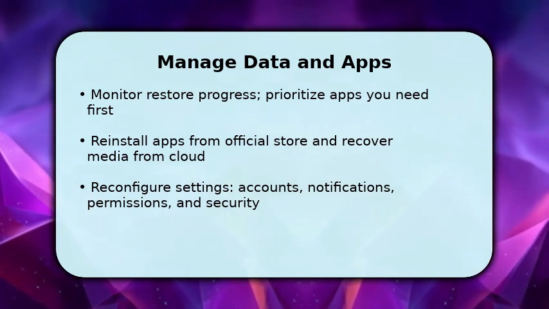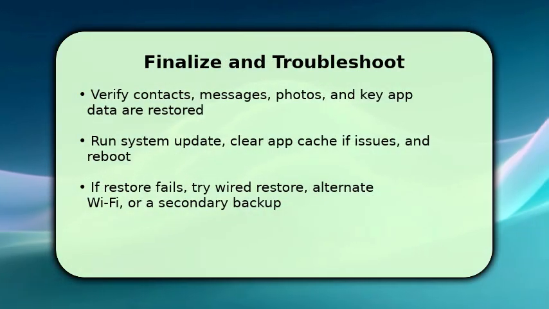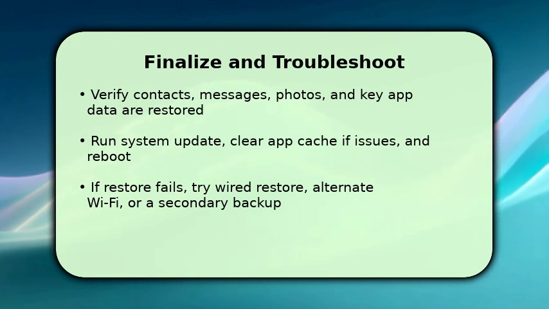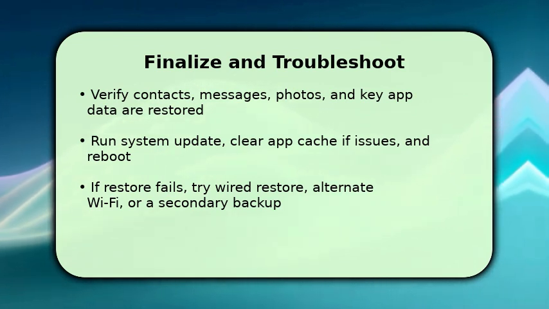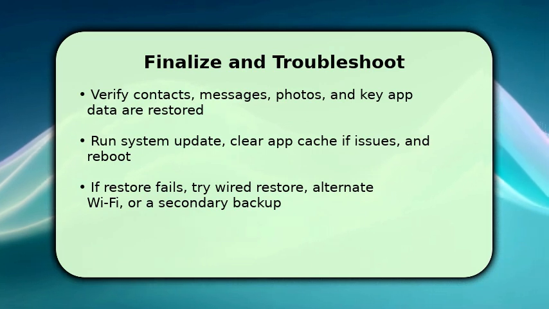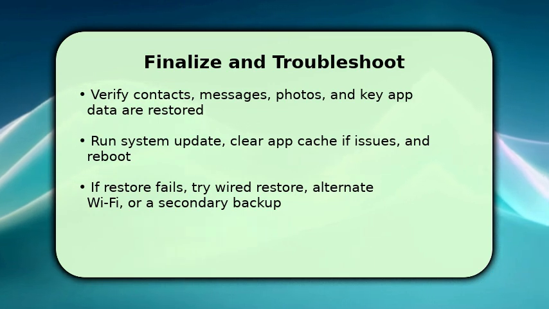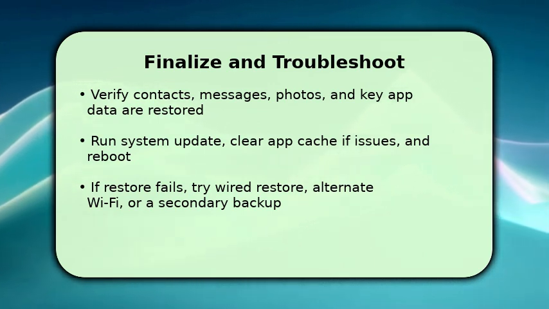To finish, verify your contacts, messages, and photos are present and open key apps to confirm logins. Run any pending system updates and reboot the phone to settle services and background tasks. This often resolves sluggishness. If something is missing or apps crash, clear the offending app cache, reinstall it, or perform a wired restore from a local backup.